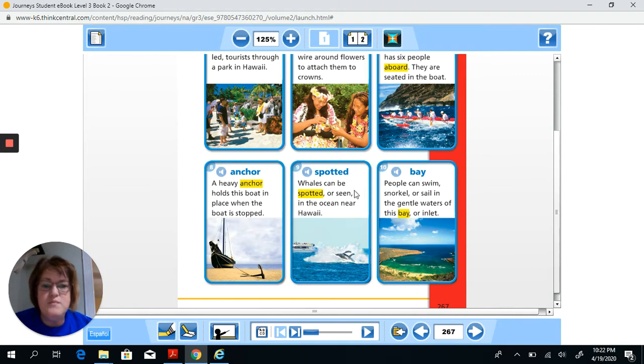Spotted, whales can be spotted or seen in the ocean near Hawaii. So something can be spotted, then it can be seen.